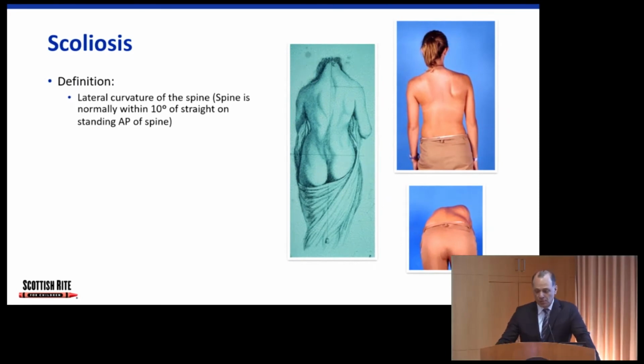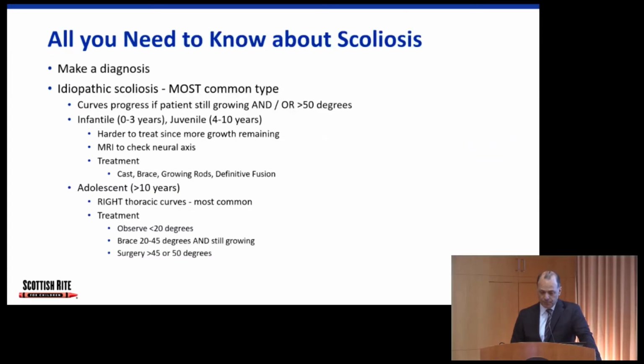So scoliosis can be defined as a lateral curvature of the spine that's greater than 10 degrees on an x-ray. So if a child has an x-ray that shows a little bit of what we call spinal asymmetry, but the curve measures 10 degrees or less, we don't call that true scoliosis, but call it spinal asymmetry. And if the child is still growing, that can turn into scoliosis.